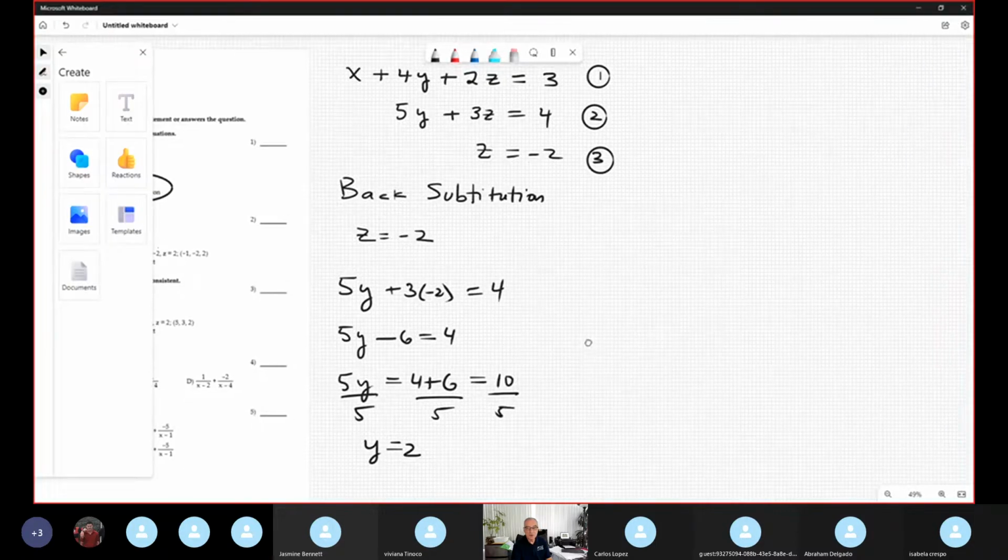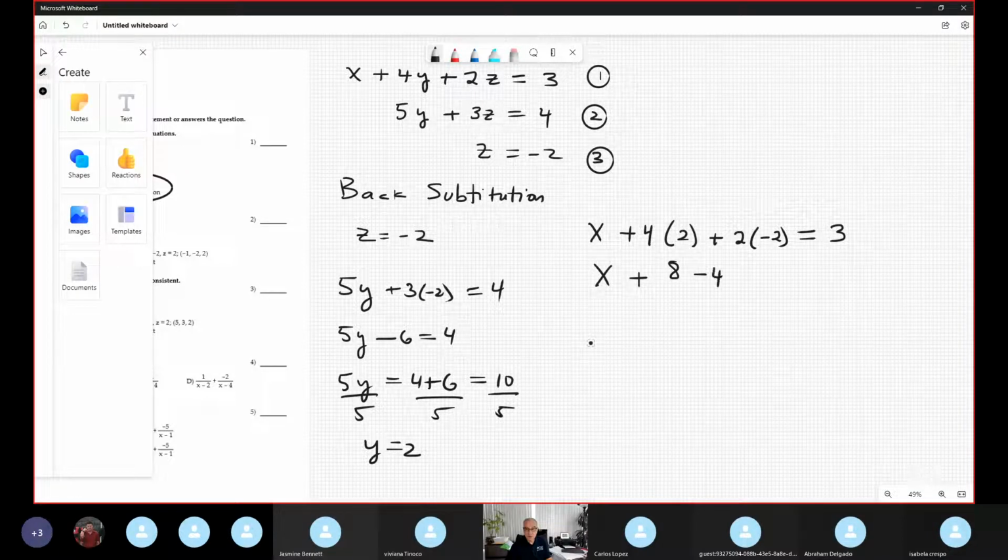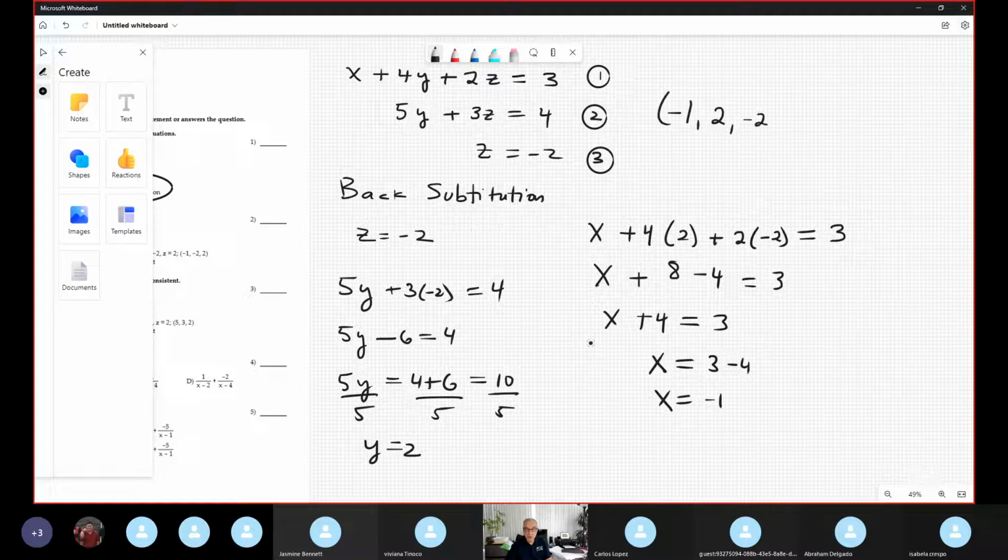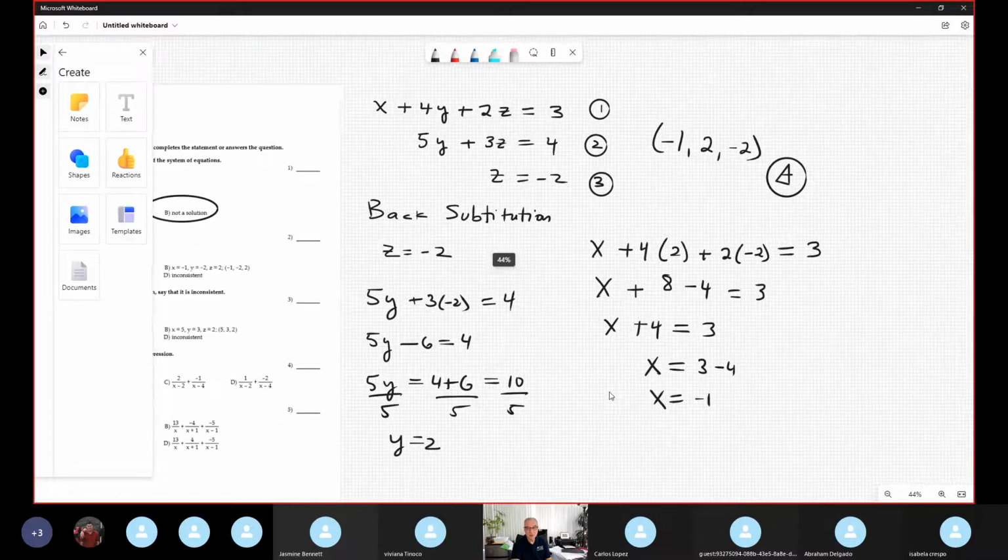Now, I'm going to find the value of x using the first equation. X plus 4 times y, which is 2, plus 2 times negative 2, which is z, equal 3. This is 8, this is 4, minus 4, of course, equal 3. So 8 minus 4 is positive 4. X is equal to 3 minus 4, x is equal to negative 1. So the solution is the ordered triple negative 1, positive 2, negative 2, which corresponds with option A. But it's not important because in the test we have no multiple choice, no? You show me the work in detail, that's it.